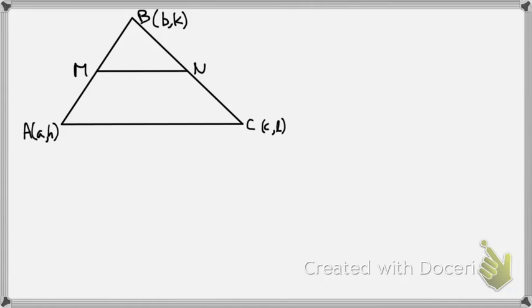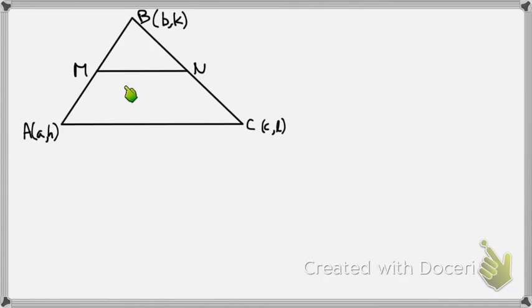This is part 1. The next video will be part 2. Part 1 is algebraically proving that the mid-segment is half the length and parallel to the third side. So the mid-segment MN is going to be parallel to the third side AC. Okay, so I'm going to start from the beginning.